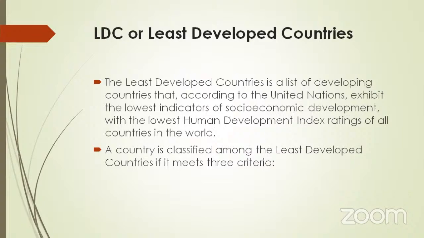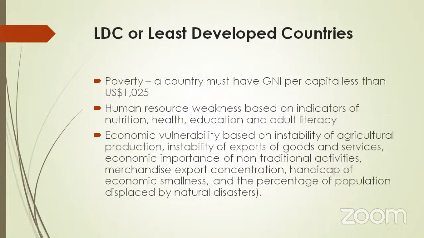A country is classified least developed if it meets three criteria. So, what are the three criteria? Poverty. You don't need to remember that US dollar 1025. GNI stands for gross national income. Now, gross national income is different from GDP and GNP.